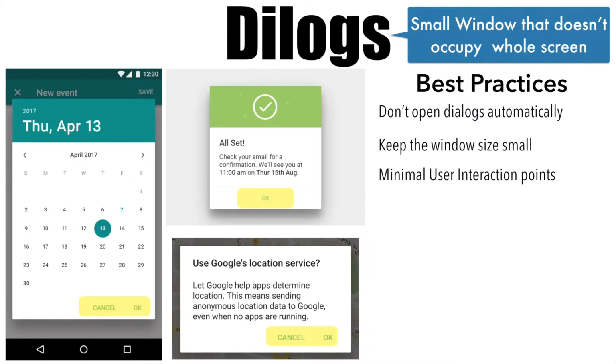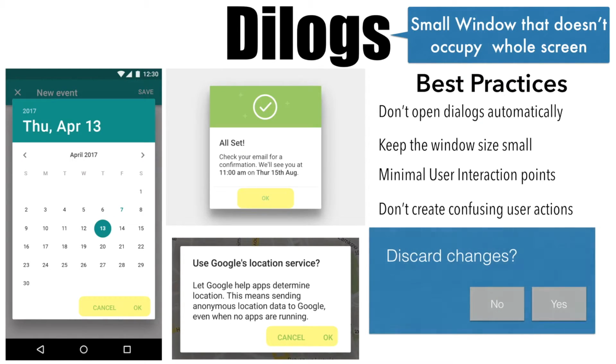You have a normal screen which is designed using either an activity or a fragment for that. Also, don't create confusing user actions. What I mean by that is, let's have a look at a dialog where it says discard changes and then with the options no and yes. What does no mean? Discard changes no, or don't discard changes? It can be really confusing. It would be better if we had discard changes with the options no and discard. So whenever you are designing content for the dialogue, spend some extra time to make sure that those dialogues don't actually confuse the user with the actions that he needs to perform.